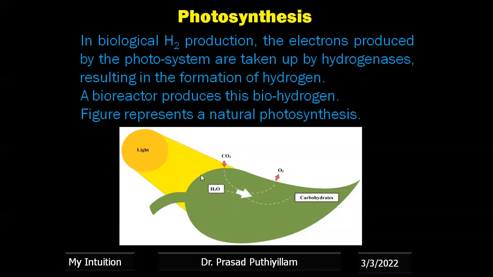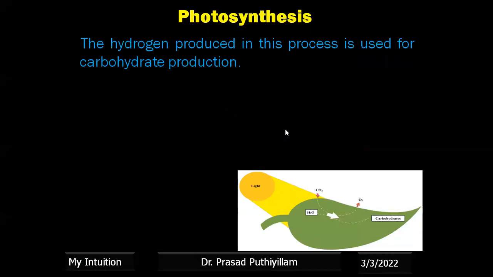When sunlight falls on the leaf surface, water molecule combined with carbon dioxide produces oxygen, and the remaining hydrogen produced is combined with carbon and converted into carbohydrates. So here you can see in between the hydrogen production is there, and the leaves are converting it into carbohydrate. It produces oxygen also. So the same concept can be mimicked, copied artificially to produce hydrogen.